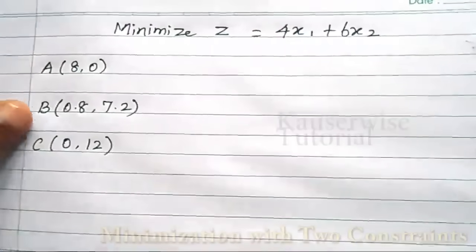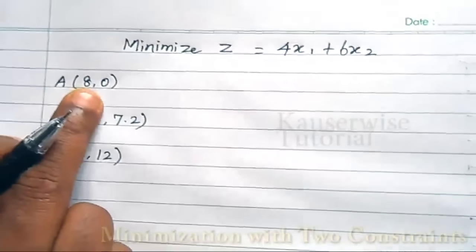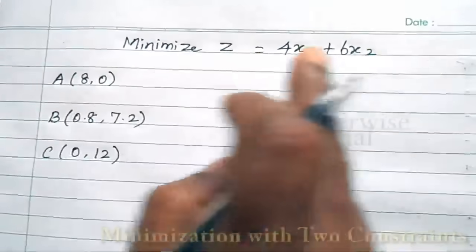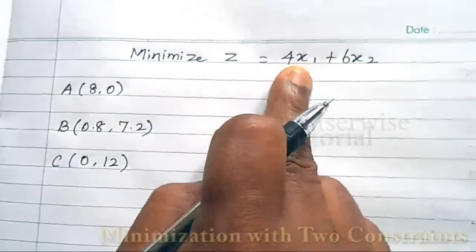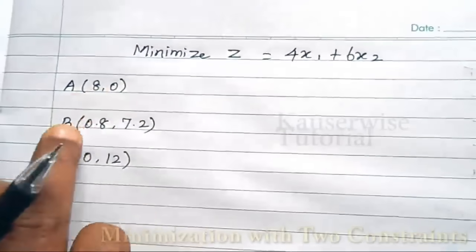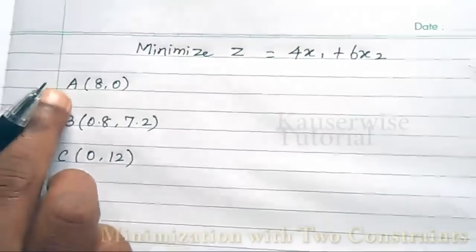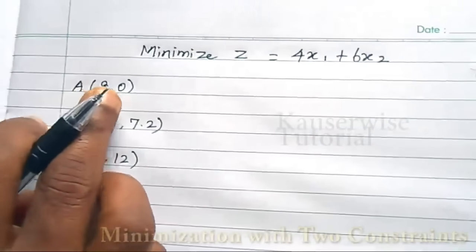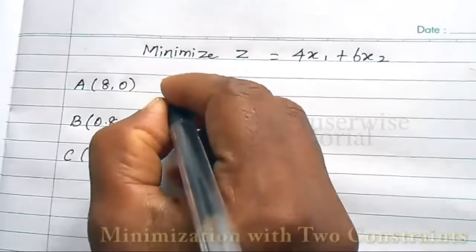See, these are the three corner points values given. Now we need to substitute these values in the objective function. Our objective function is minimize z is equal to 4x1 plus 6x2. Now we need to substitute these values in x1 and x2. Let us see the first one. A's value is 8 and 0. x1 value is 8, x2 value is 0.